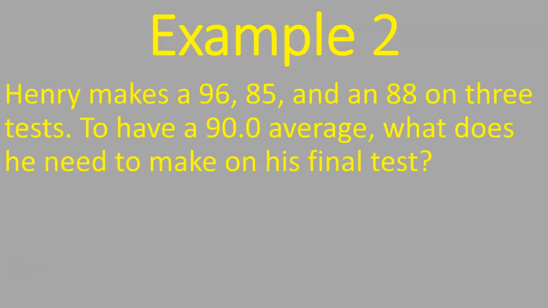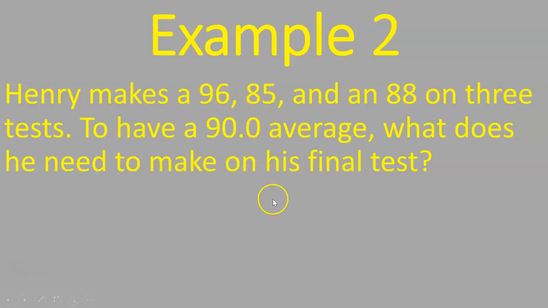A better question, or a deeper question, would be something like this. Henry makes these 3 scores on his test, but he wants a 90.0 average. What does he need to make on his final test? So a bit of advice to you here: if you're working with the mean and the question asks you something beyond just simply what is the mean, find the total. That's usually helpful. So I'm going to find the total here.